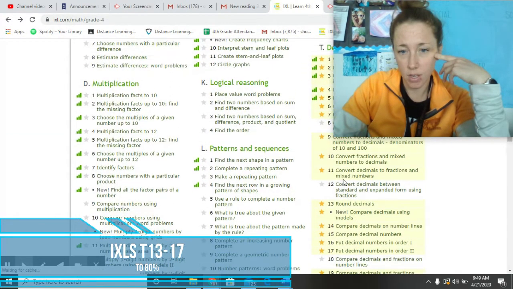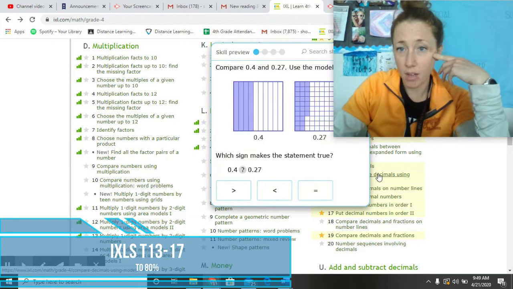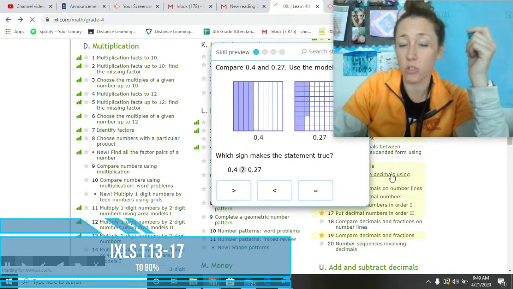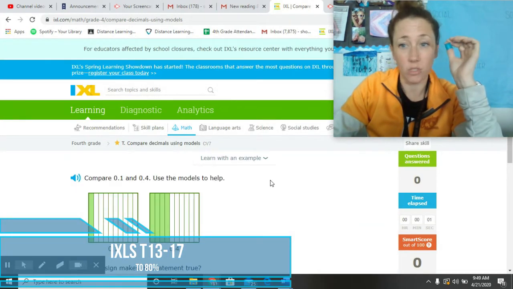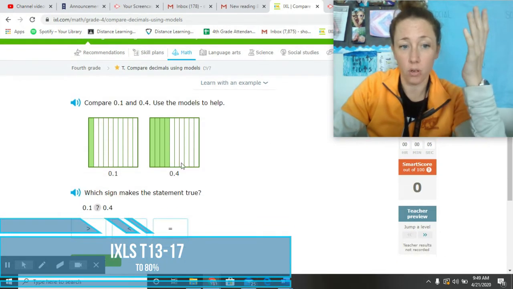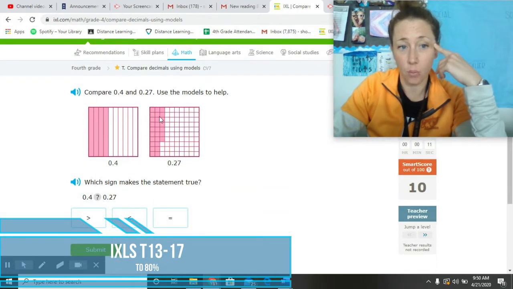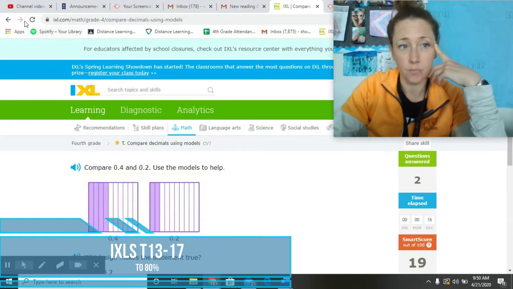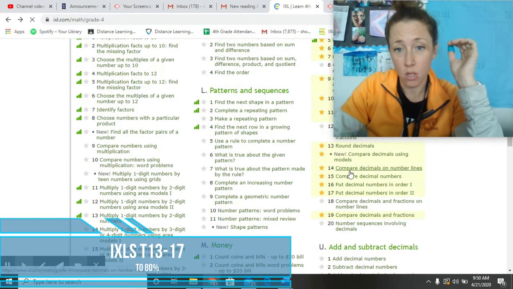So the next one is compare decimals using models. This isn't really an assignment one. You can just look at it quick. It's pretty simple. You don't have to do 80%. So 0.1 and 0.4, which one's bigger? Obviously that one. 0.4 and 0.27, which one's bigger? That one. I can just use the pictures to help me out. If you want to do those, you can. It shouldn't take you very long. You don't have to.